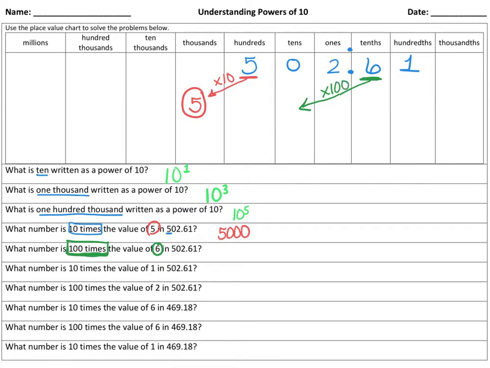Make sure you're writing down what I'm writing down. So now this 6 will have moved to the tens place. So instead of being 6 tenths, it is now 6 tens. And 6 tens is the same as 60.